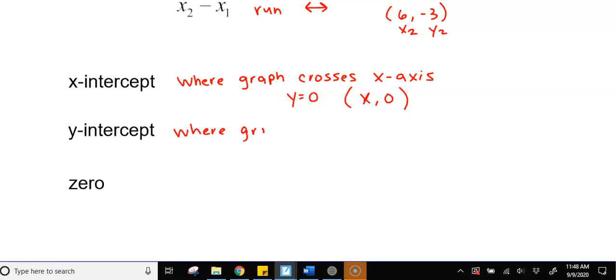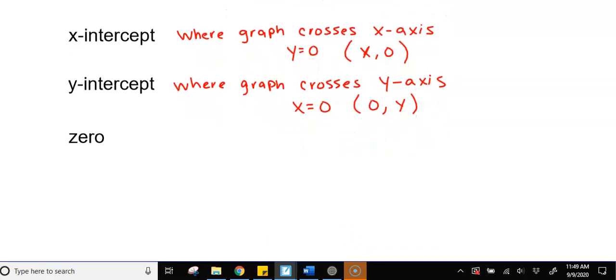It's where your graph crosses the y-axis. So your x is going to be 0, and you're going to have some ordered pair, which is 0 every time, 0, comma, and then some y value, depending on where you are. Your 0 is found exactly where your y-intercept is found. These are basically the exact same thing.